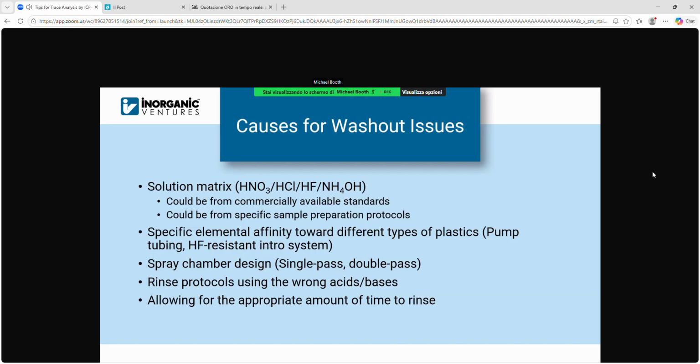So, always keep in mind as you're designing your ICP method how long your actual solution is running through the system. So in theory, if you have a long uptake time, a long analysis time, that's just more volume of liquid sample that you're pumping through. It's more opportunity for things to stick around. So if you can limit that amount, in theory, you should improve washout at the same time.